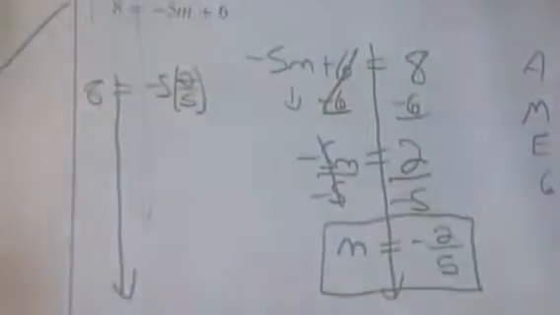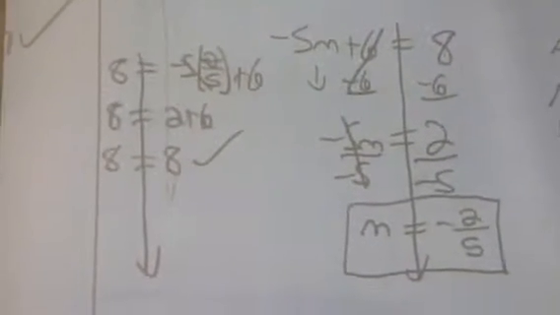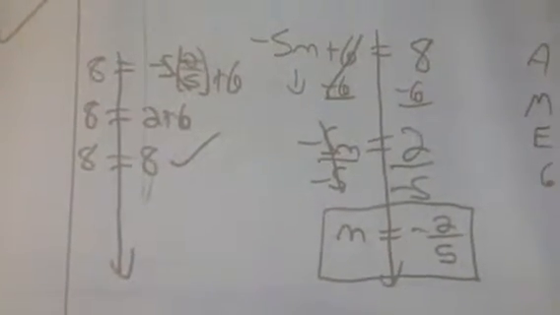Then I use my inverse order of operations. Is it solve and check? So let's check it. 8 equals negative 5 times negative 2/5 plus 6. Those 5s are canceled. A negative times a negative gives me a positive, so that's 2 plus 6. 8 equals 8. All I did was plug my solution back into the original equation, and I got that the left side was equal to the right side, so I know that that is the correct solution.